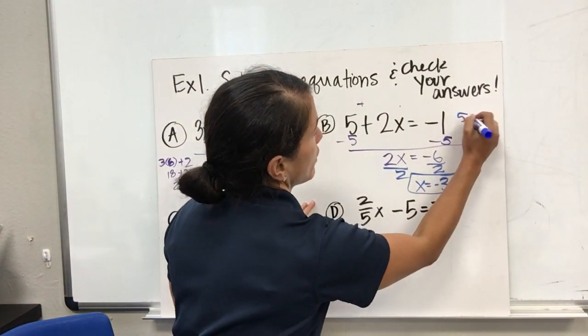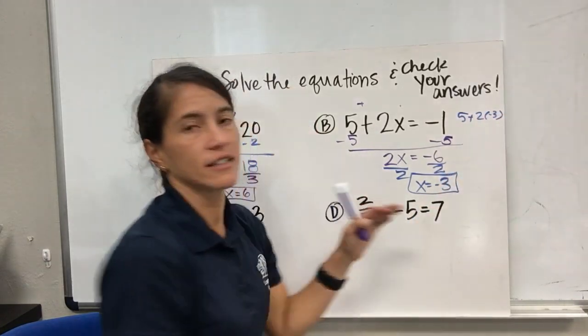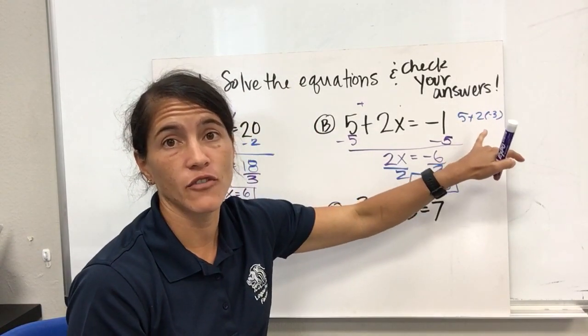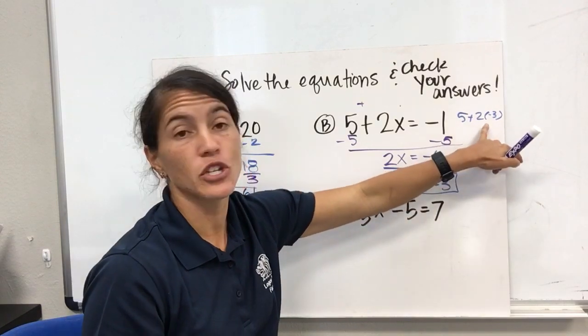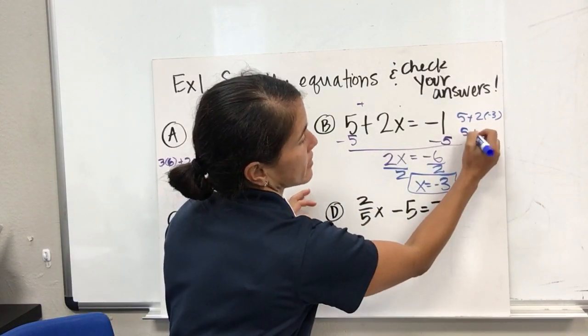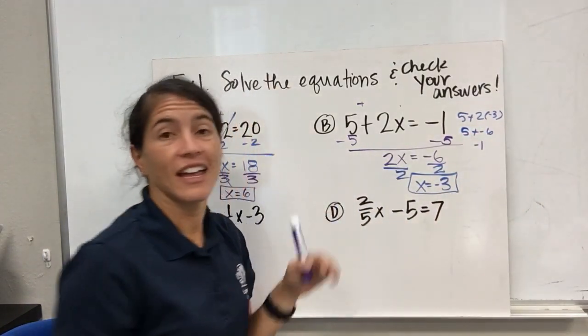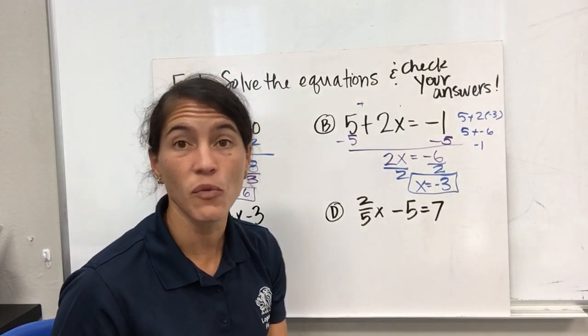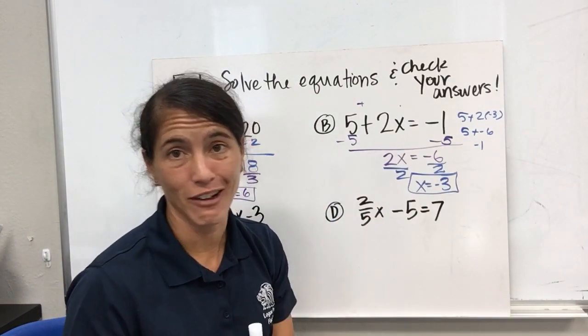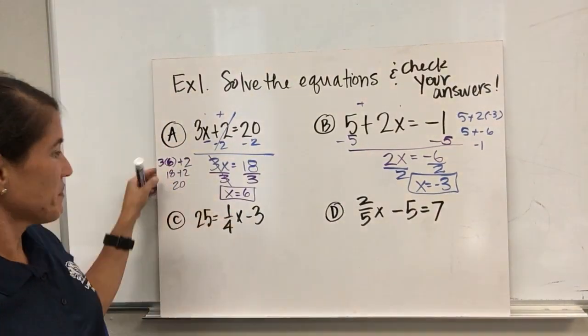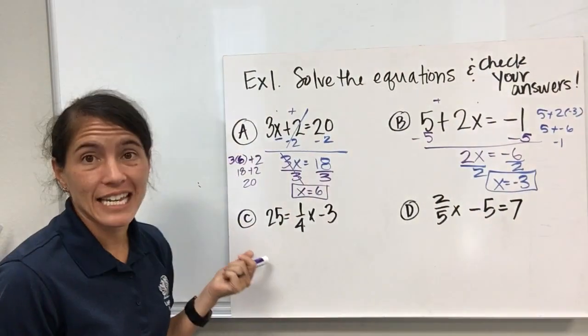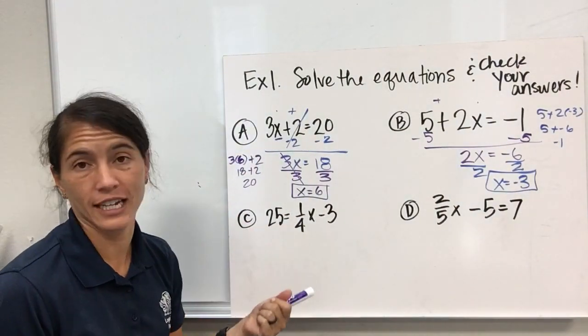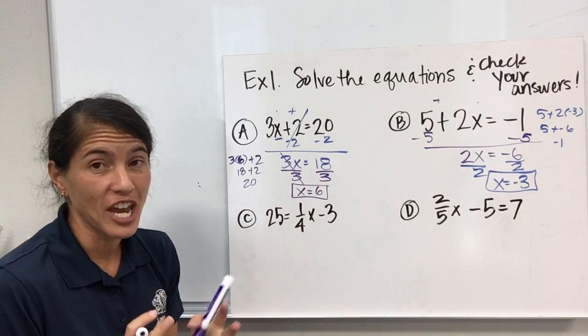5 plus 2 times -3. So I'm just plugging it in. 5 plus 2 times -3. 2 times -3 is -6. And then 5 plus -6 is -1, which is what I wanted. So everything's good.